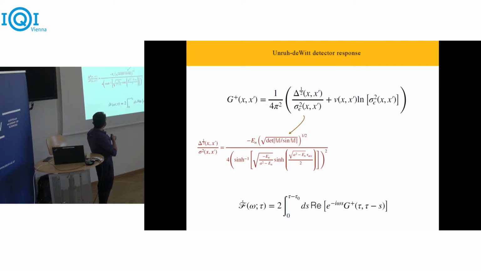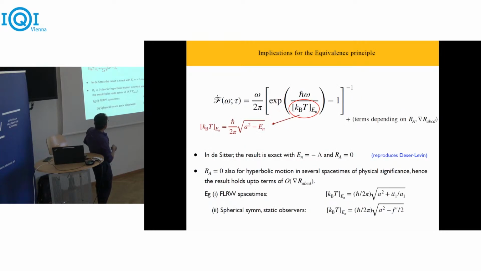You plug it into the detector response expression, and you can show that the residues are all unity, and the poles are at the right locations. Okay. Those are the details, but you will get the thermal part which is given by this. Okay. Now, in de Sitter, I am talking about any arbitrary curved spacetime. So, I might as well consider de Sitter as an interesting limit.